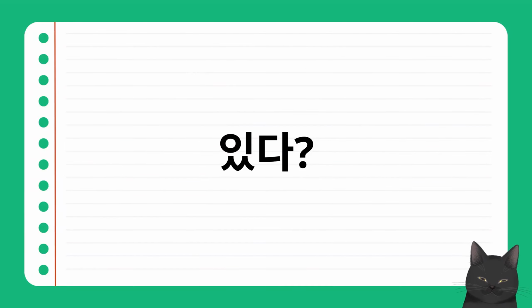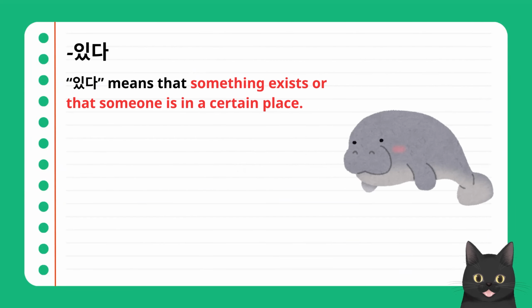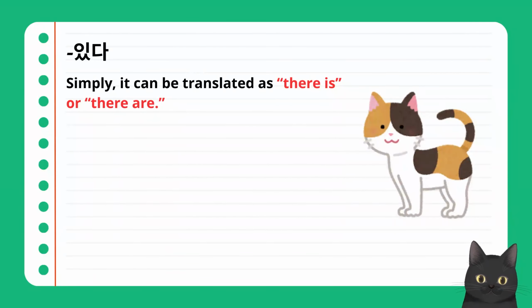Today I'm going to explain the verb 있다, which is used just as often as 이다. The verb 있다 means that something exists or that someone is in a certain place. Simply put, it means there is or there are. So basically, 있다 means there is in English, even though there is isn't really a verb in English. In Korean, 있다 is used as a verb.